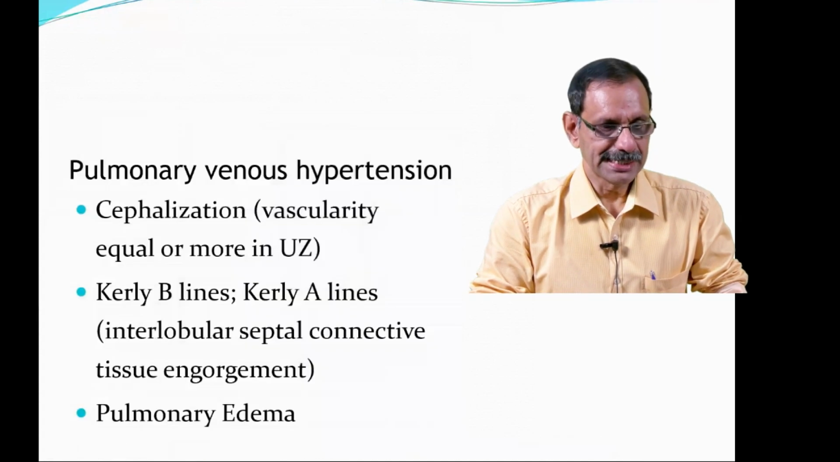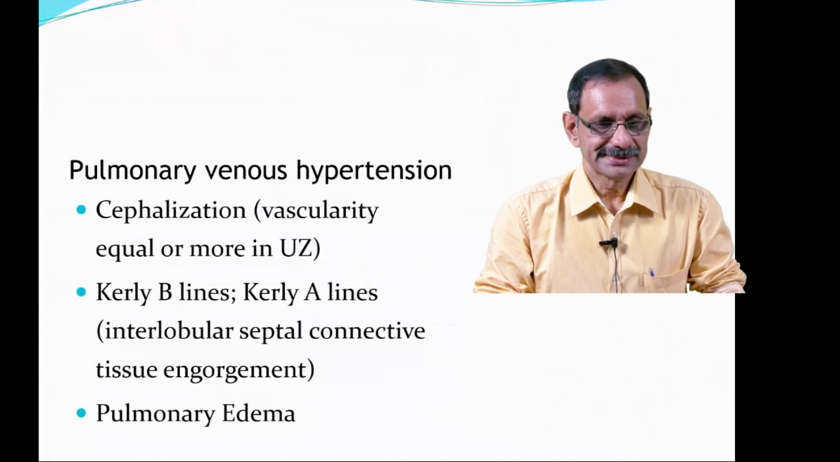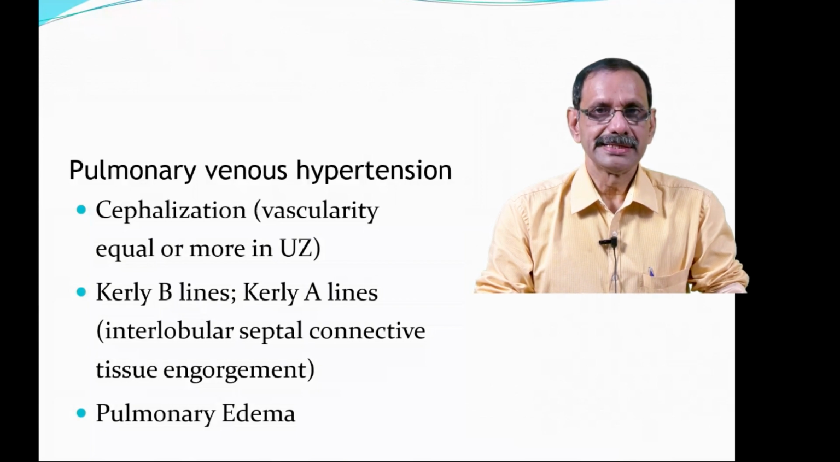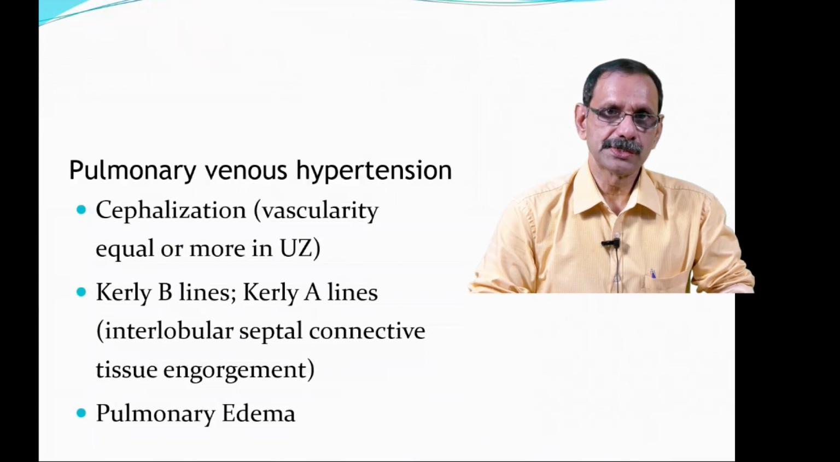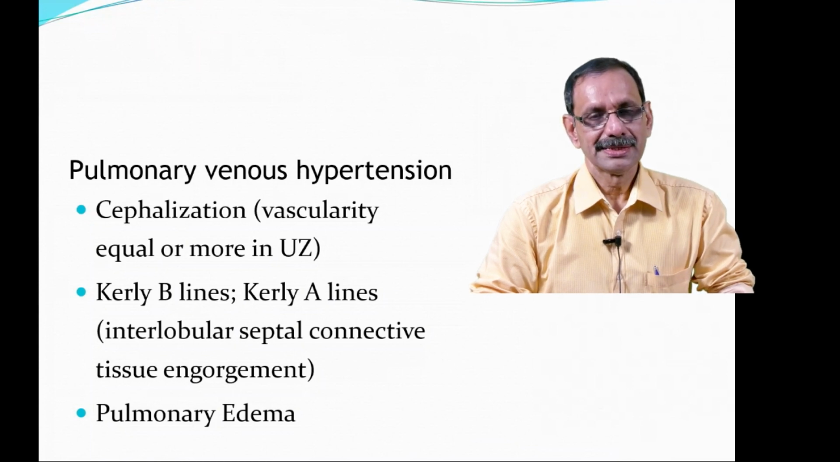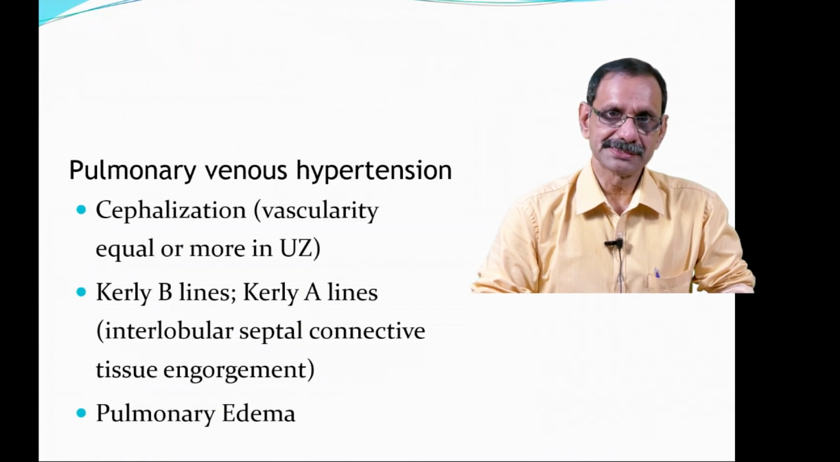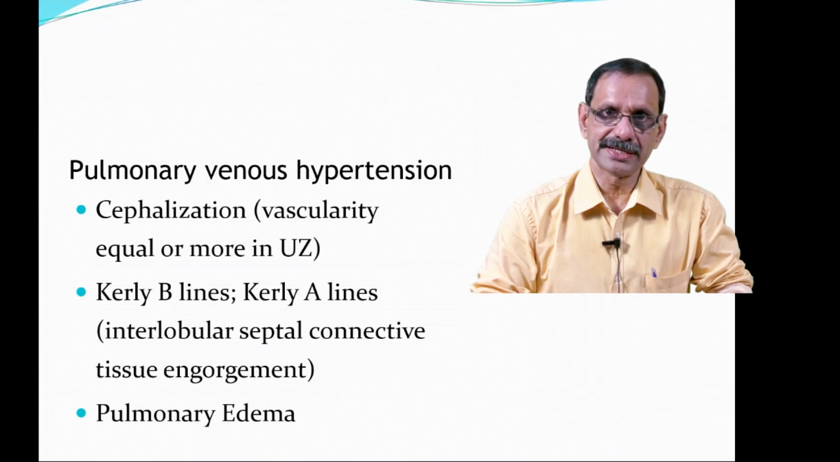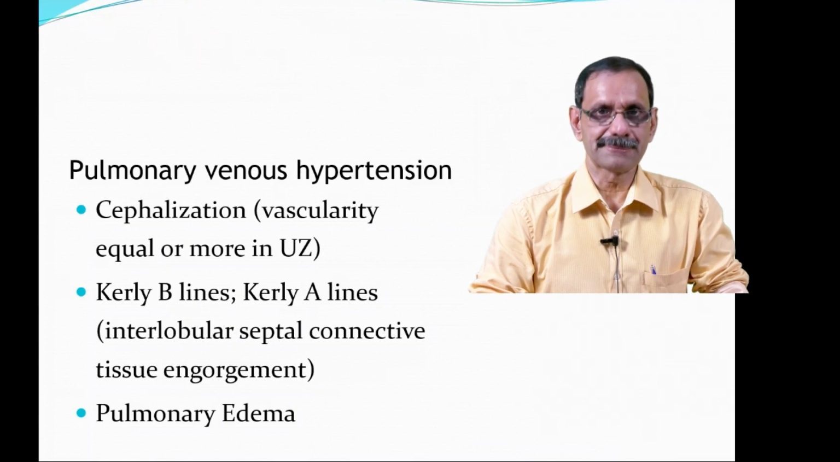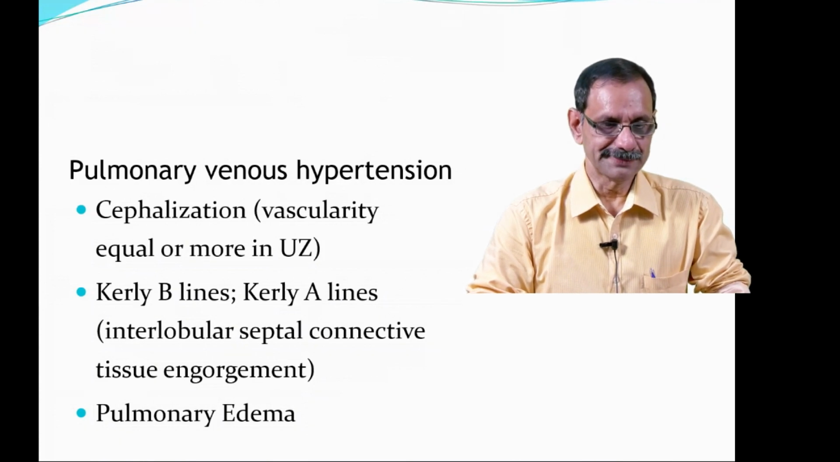Now, pulmonary venous hypertension. What are the features? Cephalization, which means the upper zone vascularity is equal to or more than the lower zone. Normally, the upper zone vascularity must be less because the gravity drains to the lower zone. But here, for example, in mitral stenosis, the pulmonary veins are draining to the left atrium, and the mitral valve is tight, so it cannot go into the left ventricle. So, there is back pressure. So, against gravity, there is vascular engorgement. So, that is the so-called cephalization.